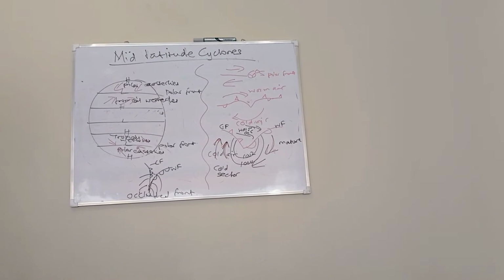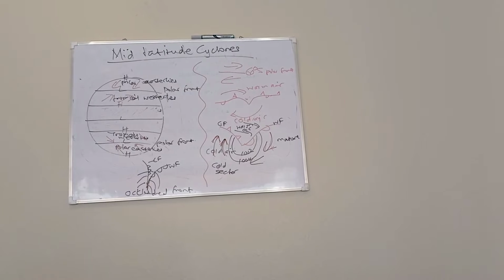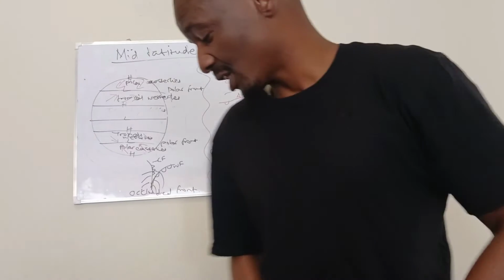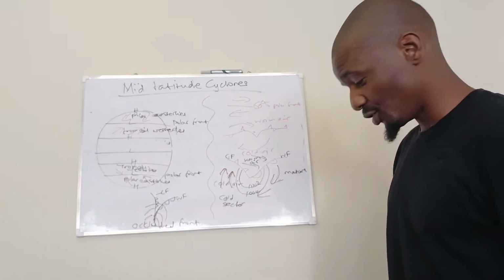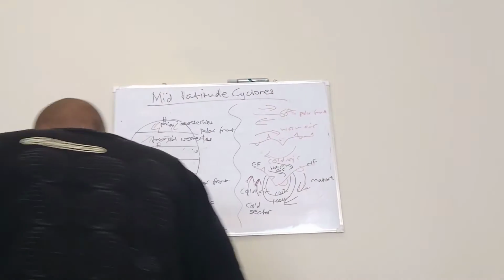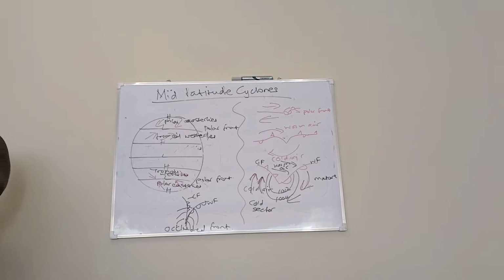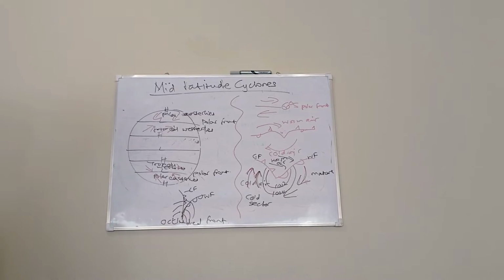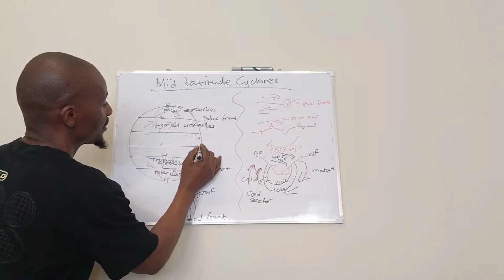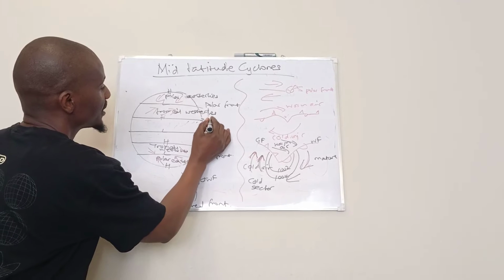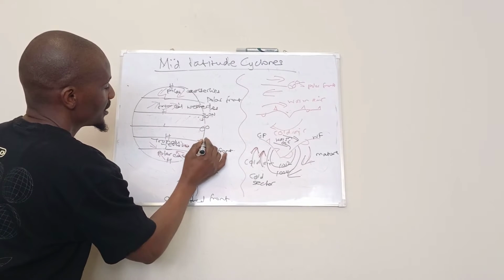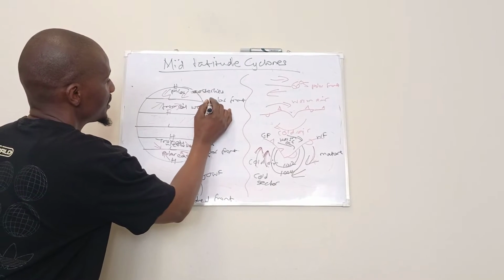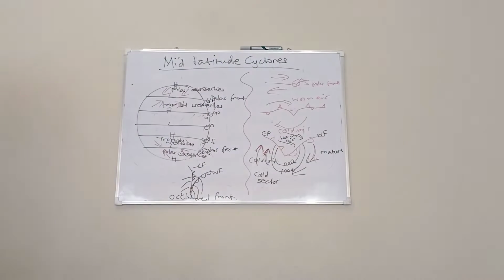What are some of the general characteristics of the mid-latitude cyclones? They occur between 30 degrees and 60 degrees north and south of the equator. Remember, here is our 0. There is our 30 degrees north, there is our 30 degrees south, there is our 60 degrees south, and there is our 60 degrees north. So you can be asked in terms of their location.